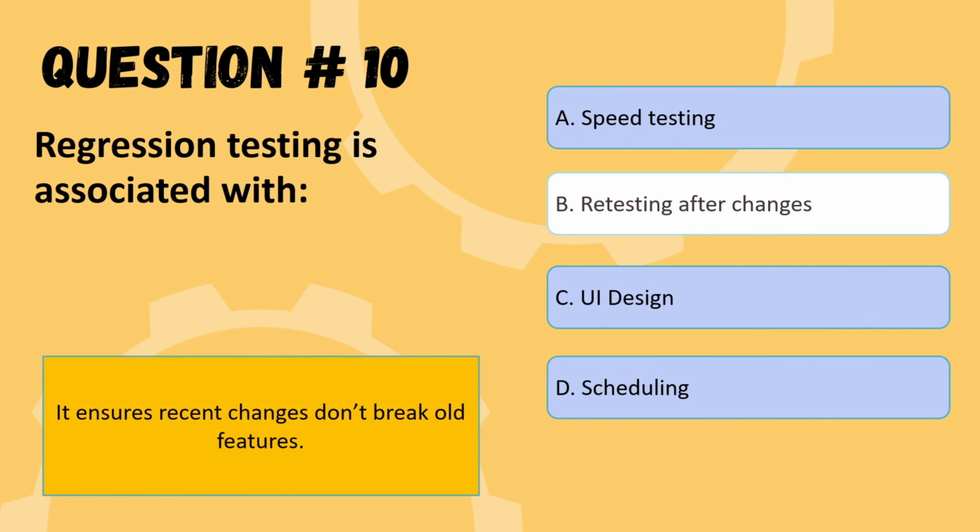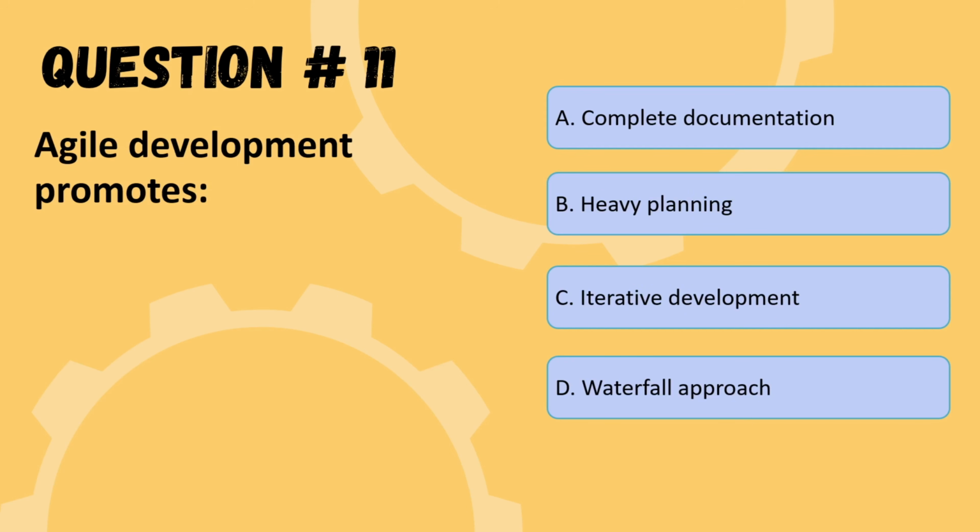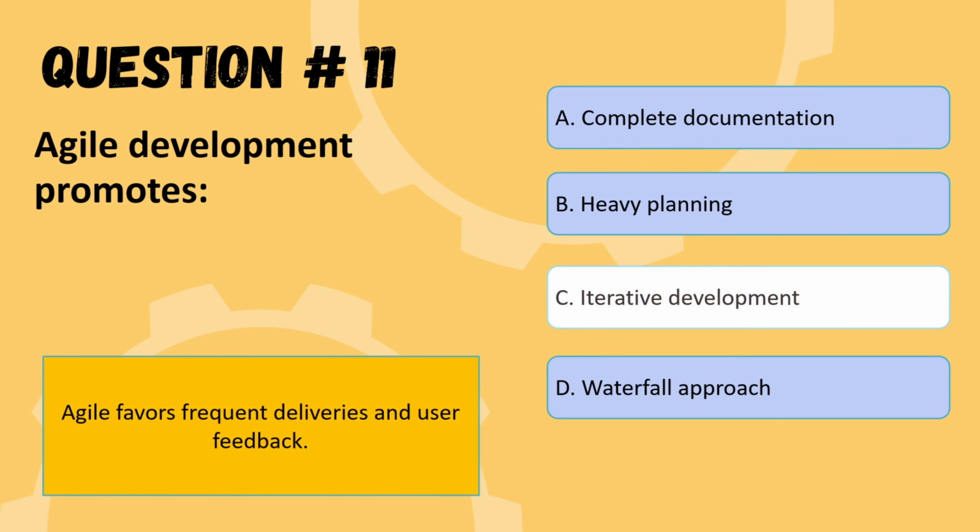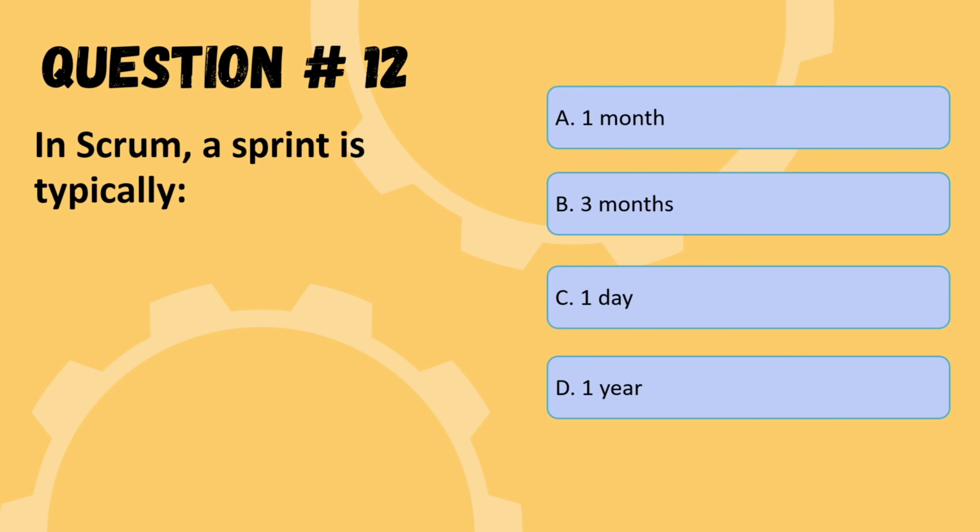So we are moving to the next question. Next question is, agile development promotes complete documentation, heavy planning, iterative development, or waterfall approach. So the correct option is iterative development. So we are moving to the next question. Next question is, in Scrum, a sprint is typically 1 month, 3 months, 1 day, or 1 year. So the correct option is that a sprint is typically 1 month.